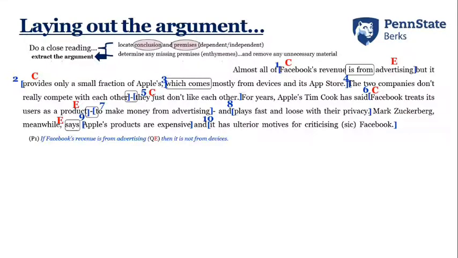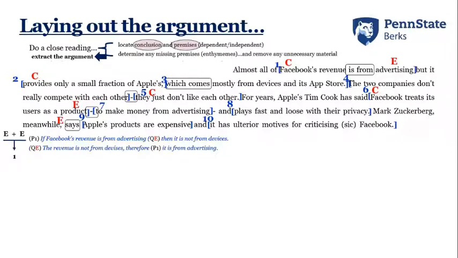So let's start to do that. We're going to lay out the argument. I'm going to say if Facebook's revenue is from advertising, then it is not from devices. All right, so you can see that I took the first premise there, Facebook's revenue is from advertising, and then the next one I kind of added to make the whole argument work. And again, in the context of what they're doing, I'm trying to be charitable and present their argument in the context that they intended it. So if Facebook's revenue is from advertising, then it is not from devices. Well, the revenue is not from devices, therefore it is from advertising.